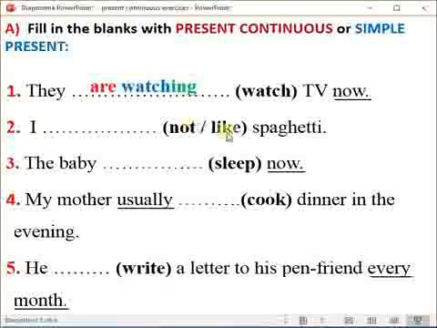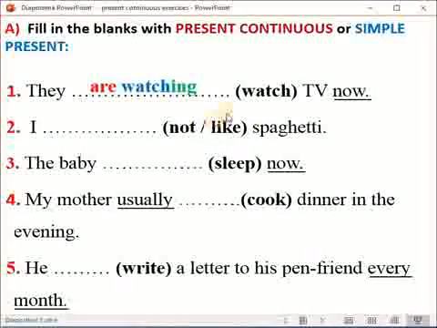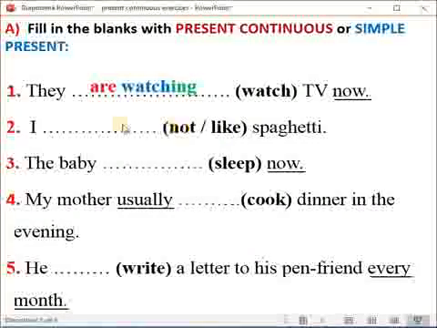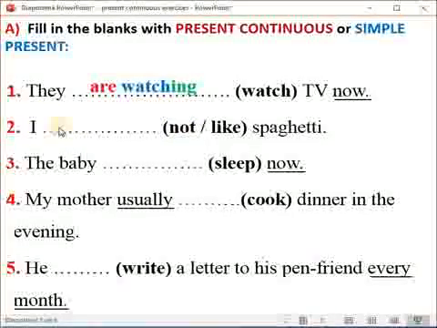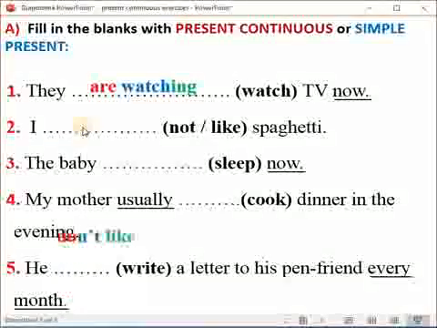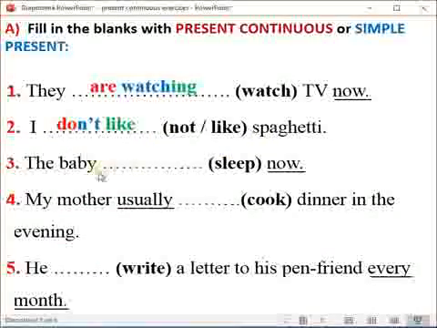So here in this sentence we have the verb like, and like it is the verb of feelings, one of the verb feelings, so they are stative verbs or non-action verbs, so we should conjugate it only in the simple present tense, and here we should conjugate it in the negative form because we have not here. So subject I, so don't like, I don't like spaghetti.